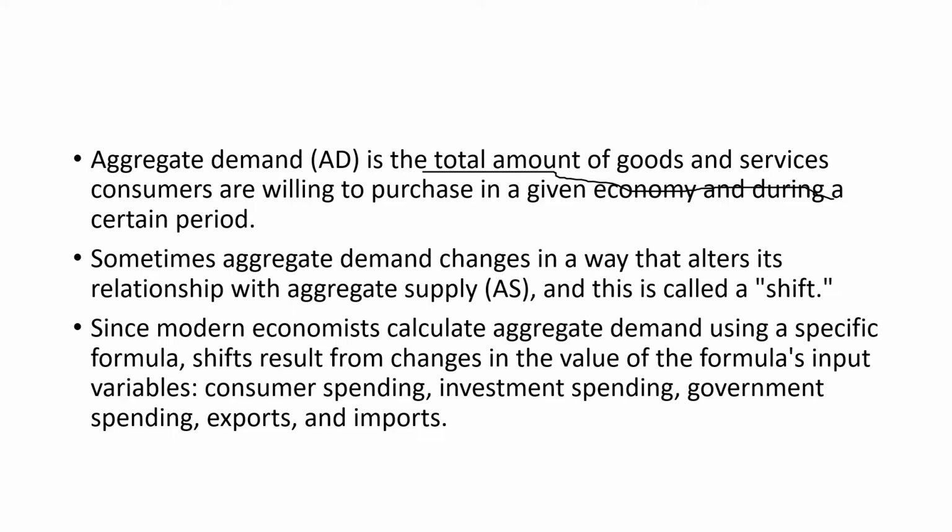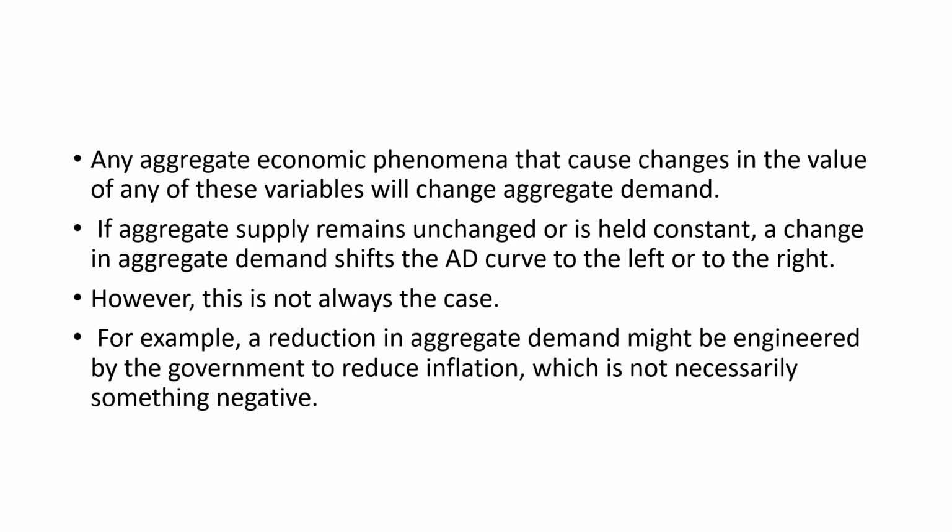Since modern economists calculate aggregate demand using a specific formula, shifts result from changes in the value of the formula's input variables like consumer spending, investment spending, government spending, exports and imports. That too would have its implications. We know that it is the totality of consumer spending, investment spending, government spending, and net exports that leads to what is known as aggregate demand in the economy. Whenever there's a change in any one of these variables, that would have its implication upon aggregate demand, right?